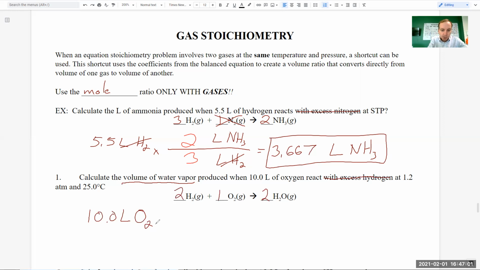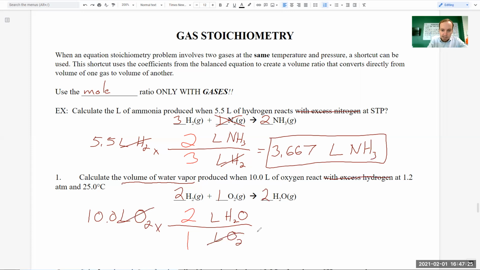There we go. So I'm going to go ahead and go back to my problem, put liters of O2 down here. We're looking for liters or volume of water vapor. So I'm going to use my balanced chemical equation to convert. On the bottom, O2, again, it's going to be 1. On the top, we have water. There it is. It's going to be 2.